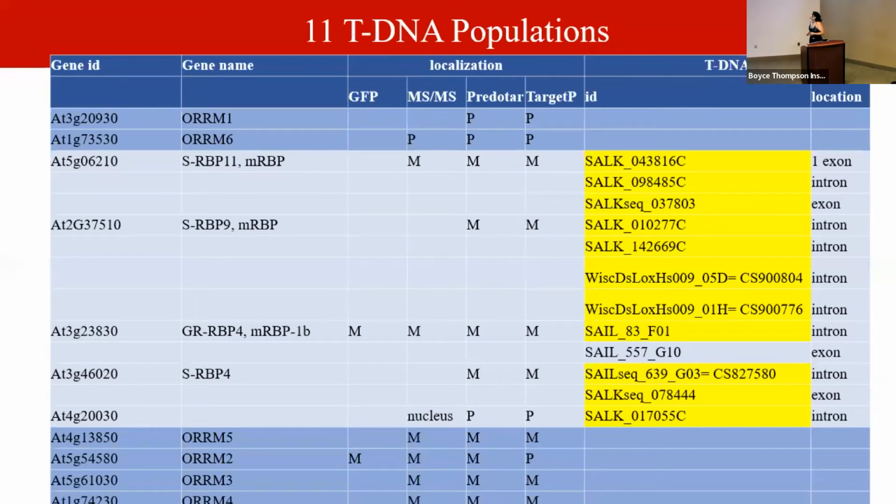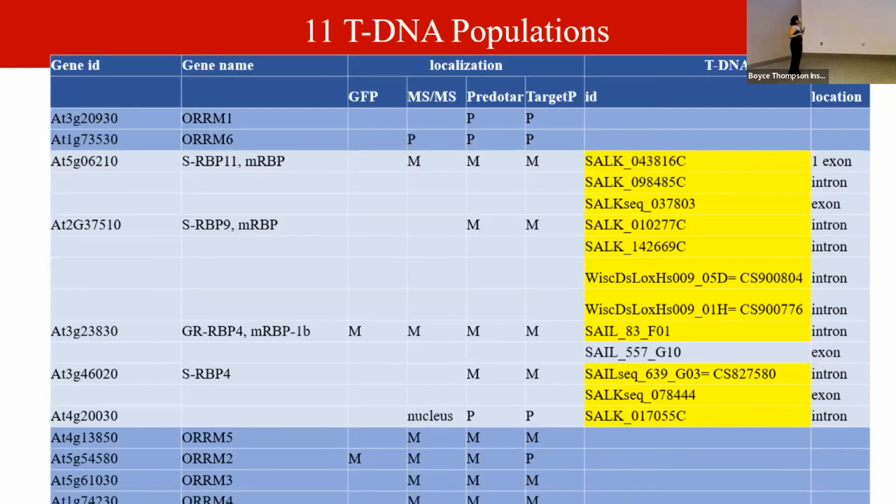In our research, we focused on 11 different tDNA populations. All were pulled from the five uncharacterized ORRM genes, which is seen and labeled in the gene ID column. Localization was also annotated in this table when available. In these columns, P is for plastid and M stands for mitochondrial, and you can see these letters here. Now, in the example of the first tDNA population, it was localized to the mitochondria through MESPEC and also through the two localization predictor programs, Predotar and TargetP.